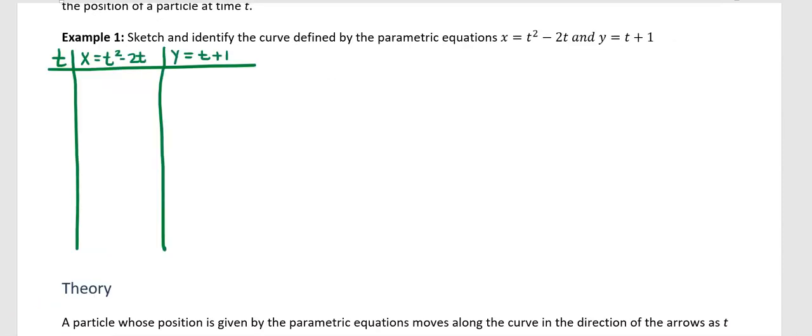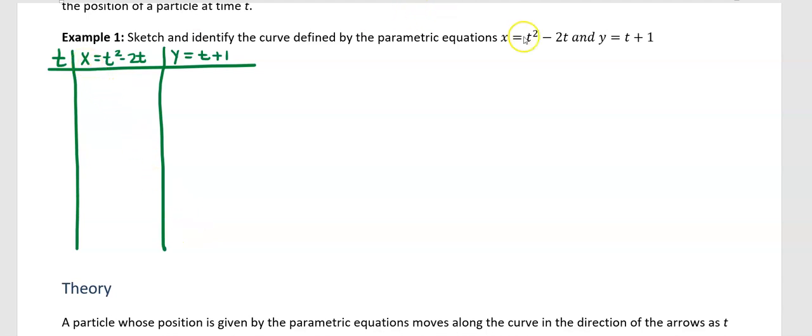So let's take a look at example 1. This is asking us to sketch and identify the curve defined by the parametric equations x equals t squared minus 2t and y equals t plus 1. So to do this by hand, what you would need to do is create a table, and in this table we're going to have our t values on the left, our x values, and our y values on the right.